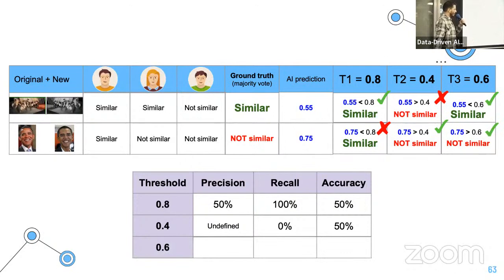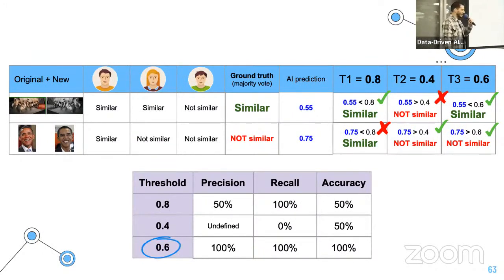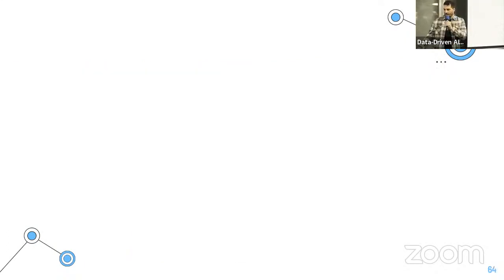The precision is 100% because each time it said similar, it got it right. The recall is 100% again because it caught all of the similar pairs, and also the accuracy, all of the decisions are correct. So this is a very basic introduction for AI metrics. Okay, we have the threshold and we launched. So the impact of this model, let's see it right now.